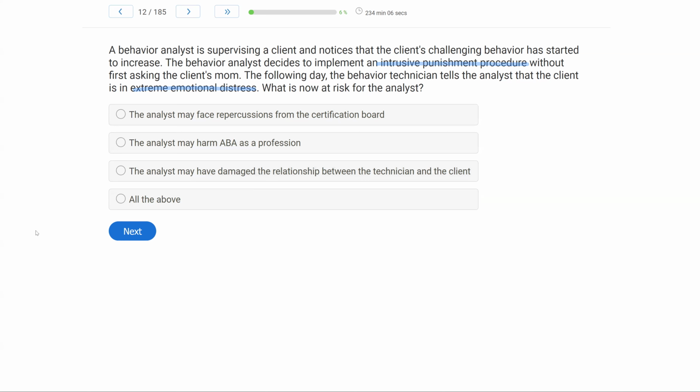And so really, if this behavior technician has used this intrusive punishment procedure, they've put themselves at risk of repercussions from the board. They put the profession at risk by harming the reputation of ABA, and they put the technician at risk by ruining that relationship. So what have they put at risk? D, all the above. Notice how we read each answer choice. A was correct, but you never stop at A. You want to read every single answer choice every single time.